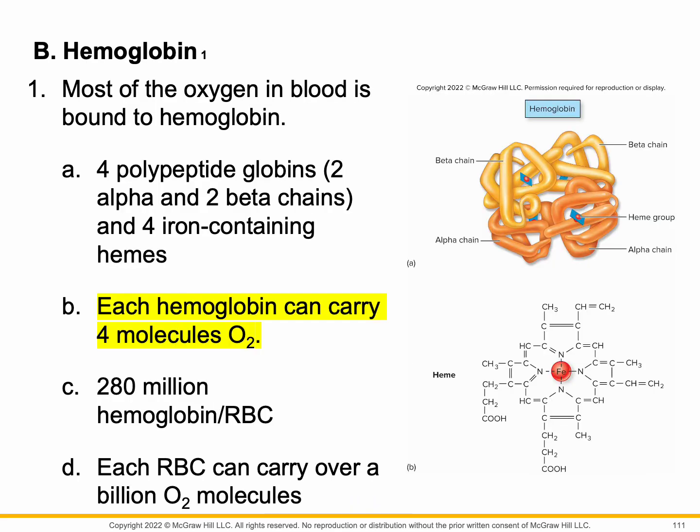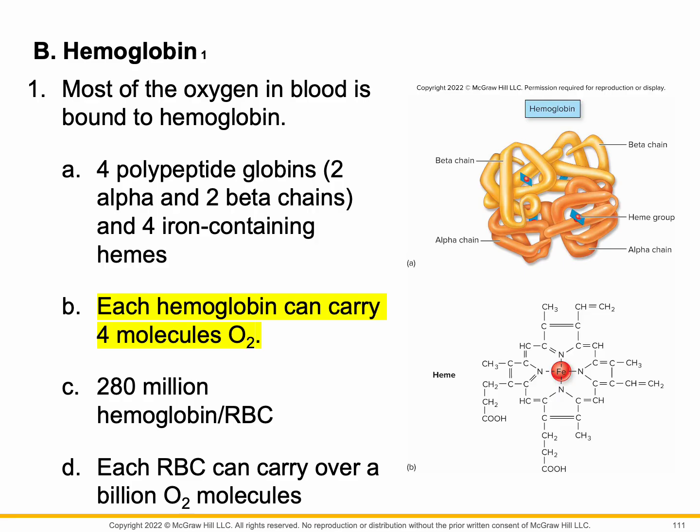Now, most of the oxygen in the blood is bound to hemoglobin. Note that each hemoglobin consists of 4 polypeptide globins, 2 alpha and 2 beta chains, as well as 4 iron-containing hemes, and each hemoglobin can carry 4 molecules of oxygen.